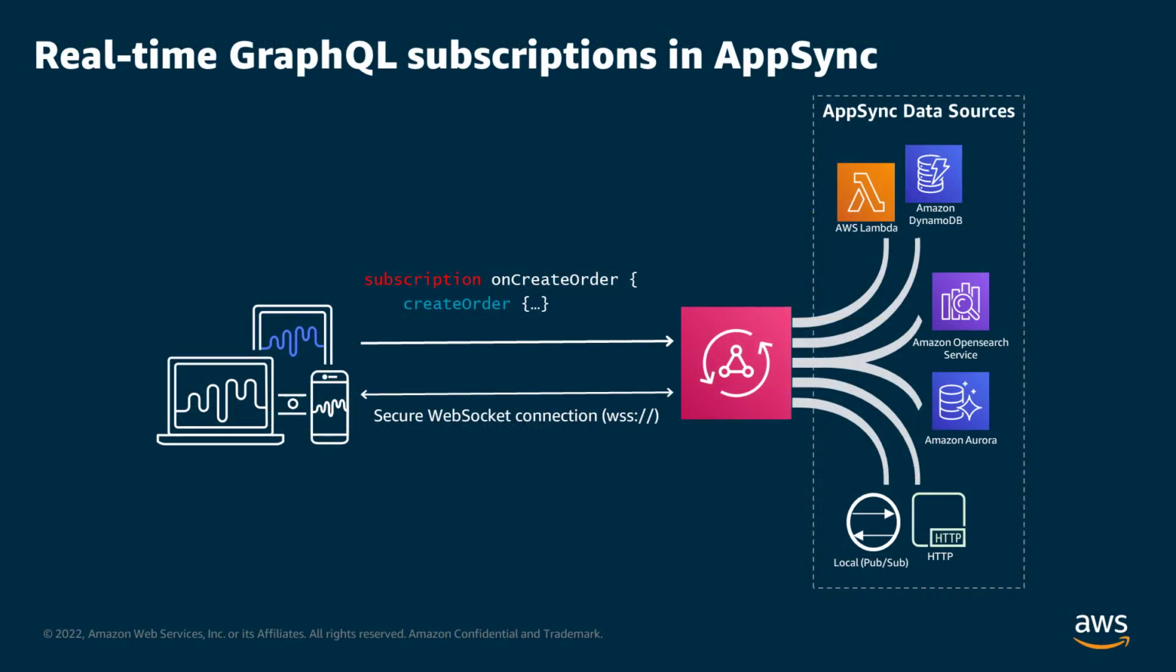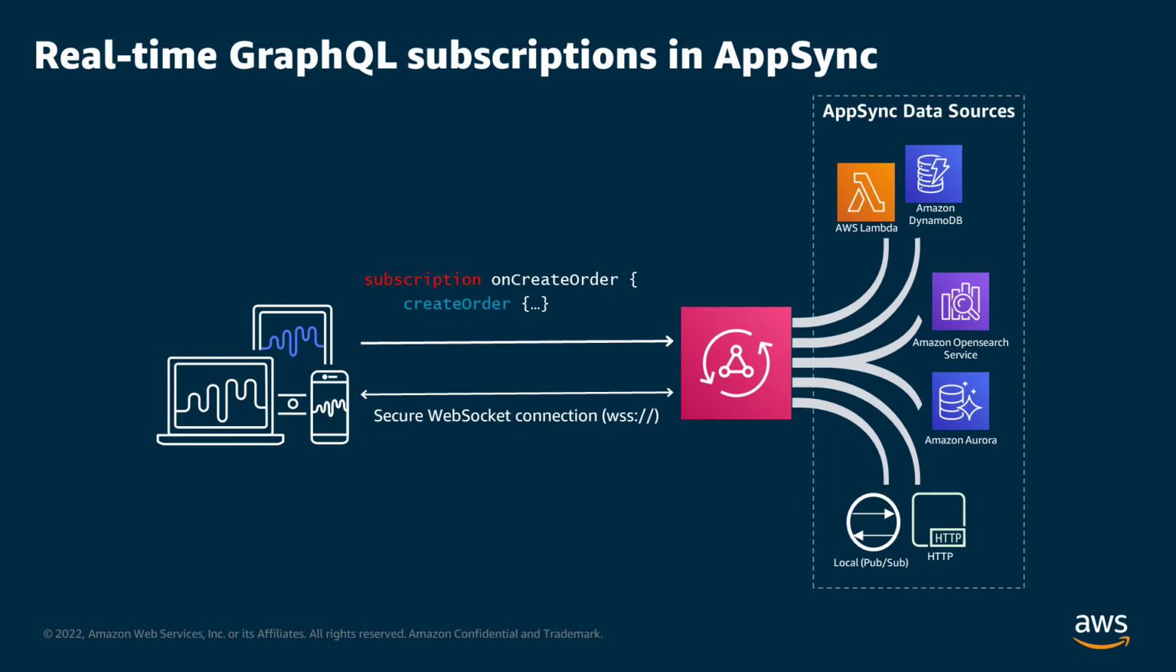AppSync takes advantage of GraphQL subscriptions to perform real-time operations by pushing data to clients that choose to listen to specific events from the backend. This means that you can easily and effortlessly make any supported data source in AWS AppSync real-time, with connection management handled automatically between the client and the service.